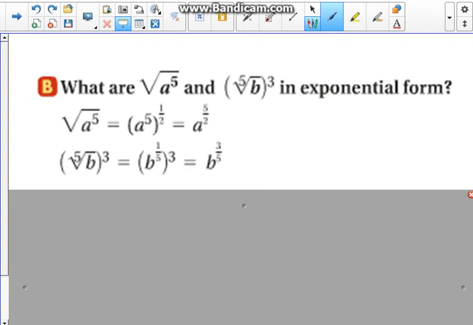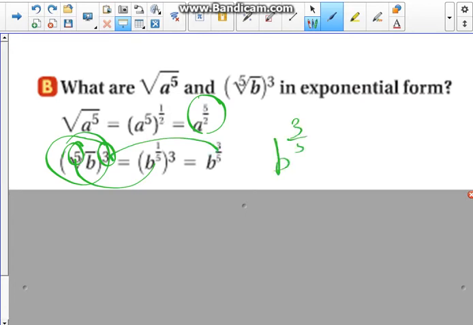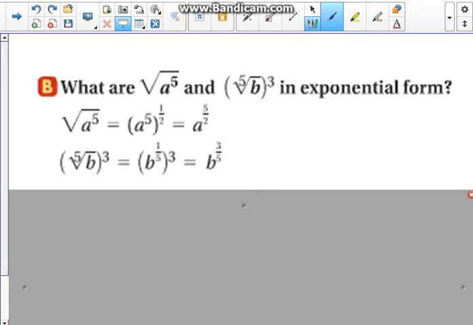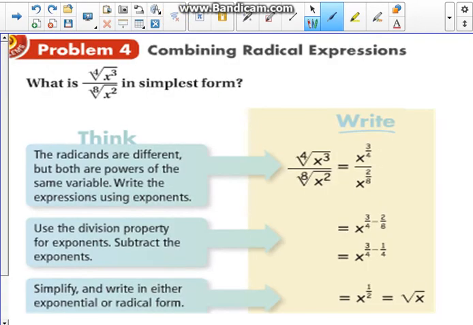Okay, and we left off right here where we said that the square root of a to the fifth becomes a to the 5/2. And then if I have the fifth root of b cubed, that's the same thing. Remember, this is the root on the bottom, and that's the power on top. So it becomes b to the 3/5. Okay, next. That's it for problem 3.